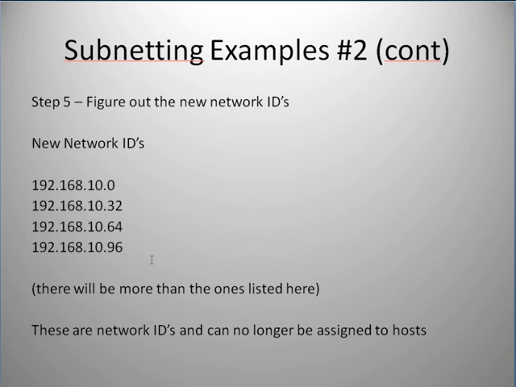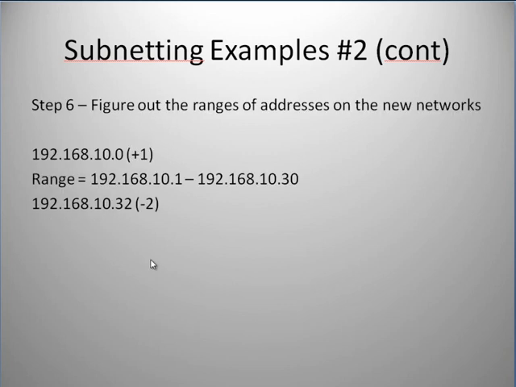There will be more than this, it's just I don't want to list out every single available one. It's a big repeating pattern once you really start looking into it. For the ranges of addresses, again, we do the +1 -2. So for the 10.0 network, we do a +1, which gives me the first valid address of 10.1. The next available network ID in this case is .32. We do a -2, which gives me a last available address of 10.30.